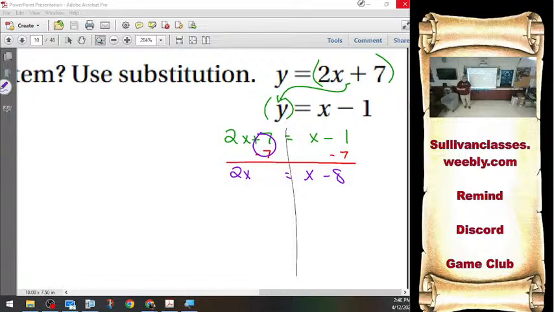Who's lonely? Who's all by themselves? 2x. He's lonely because he's lazy. You bring him a date, or else he's going to live in his mom's basement arguing with people on Reddit for the rest of his life. Okay? I got to subtract x. I have to bring an x over there because 2x and x go together. They're the same kind of critter.